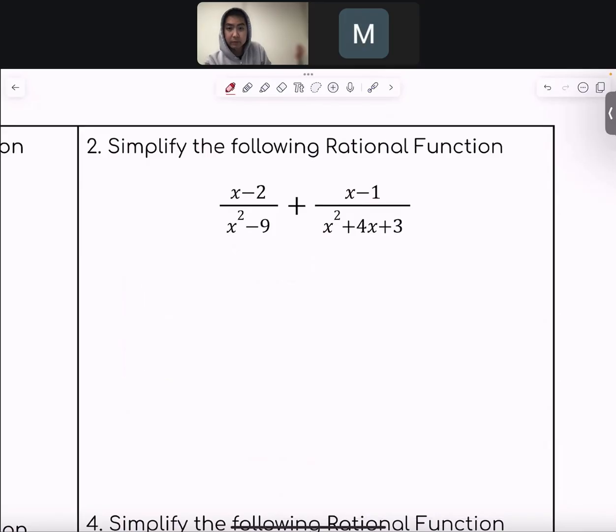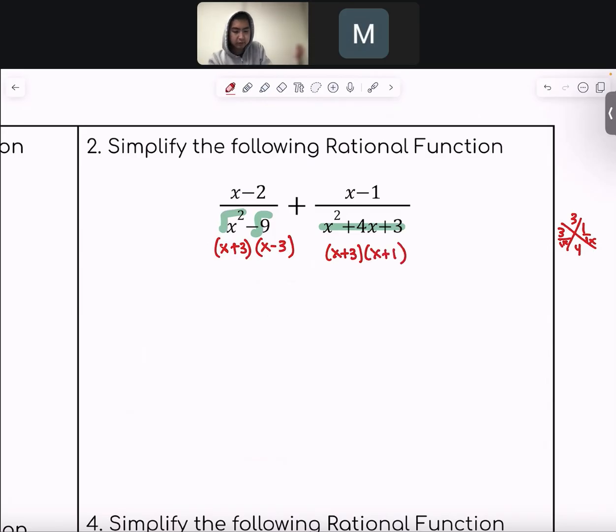Okay, question number 2. All right, I need to factor the denominators. So this is the difference of squares. So what times what is x squared? That's x times x. What times what is 9? That's 3 times 3. Plus and minus. Okay, this is the one, your trinomial factoring. So 3 and 4, 3 and 1, 1x, 1x. So this is x plus 3. And this is x plus 1.